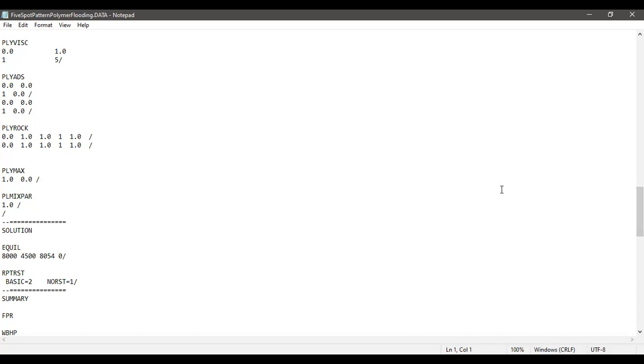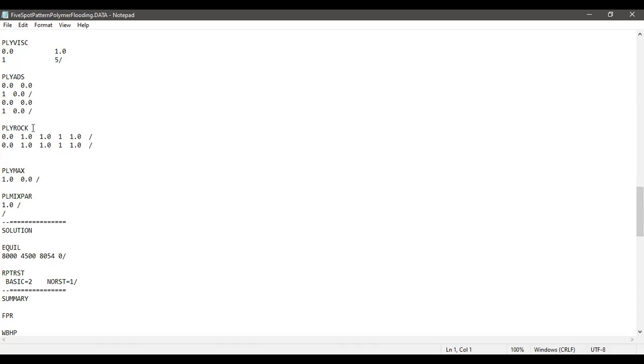So concerning the PLYVISC, which is the polymer viscosity, it indicates that for a 0 concentration of the polymer, we have 1 times the viscosity of the water. For 1 concentration of the polymer, we have 5 times the viscosity of water. Concerning the PLYADS, which indicates the polymer adsorption, it is 0 for any concentration in the water.